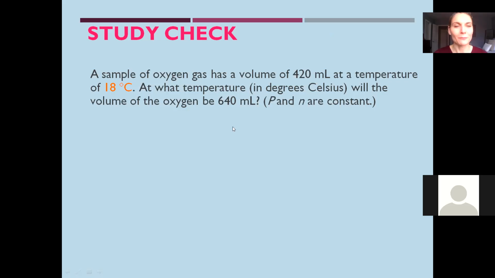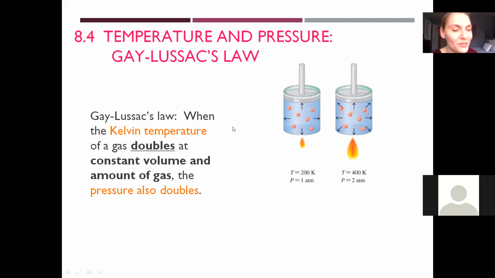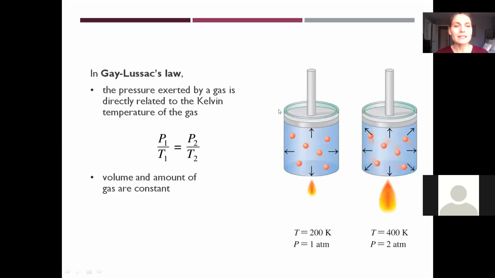Perfect. Okay. Now we're going to add on a new law. This is called Gay-Lussac's law. We're going to be thinking about temperature, volume, and pressure in this piece. But what happens here is temperature and pressure go together and we stop worrying about volume. Volume is constant. So now when we look at that combined gas law, it's P1 over T1 equals P2 over T2.